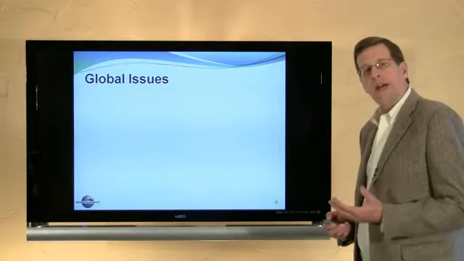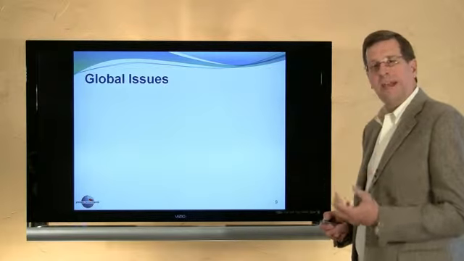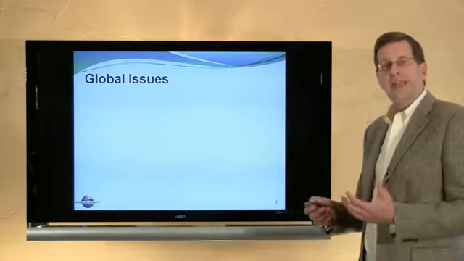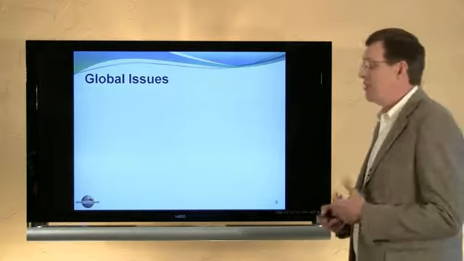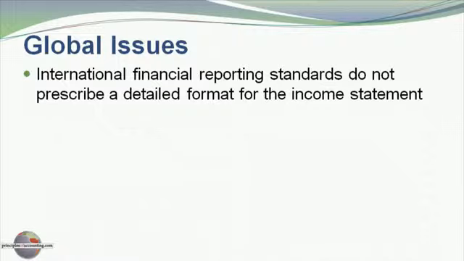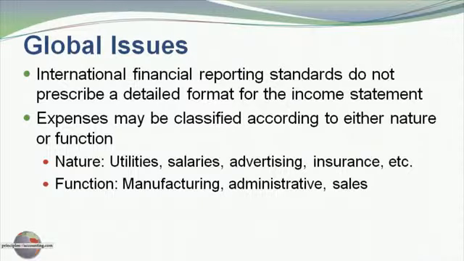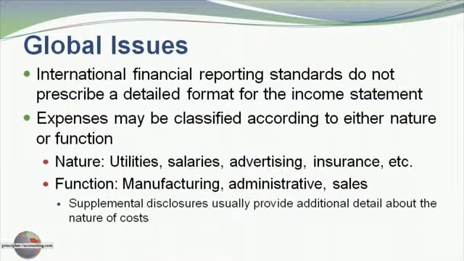In closing, I would like to point out that there are some global issues to consider in looking at an income statement. Recognize that in many countries, revenue is referred to as turnover, so that's a bit of a difference in terminology. It essentially means the same thing. International reporting standards in general do not prescribe a detailed format for the income statement. Expenses are oftentimes classified according to either their nature, such as utilities, salaries, advertising, and so on, or the same set of expenses can be reclassified according to their functional areas, such as manufacturing, administrative, or sales. Supplemental disclosures usually provide additional detail about the nature of costs.